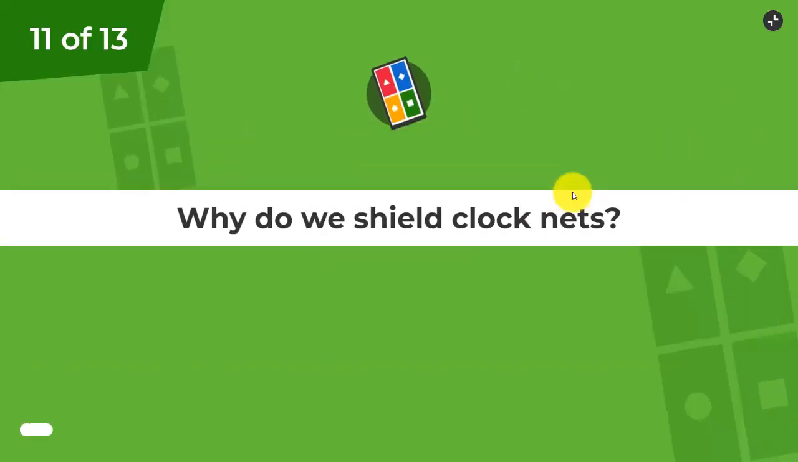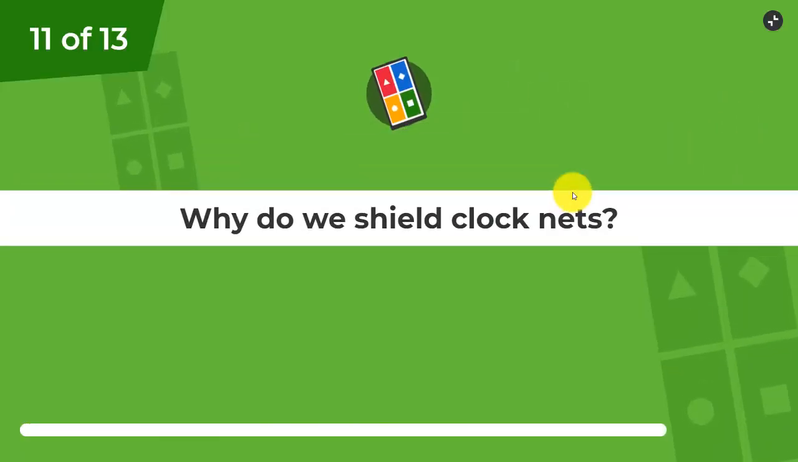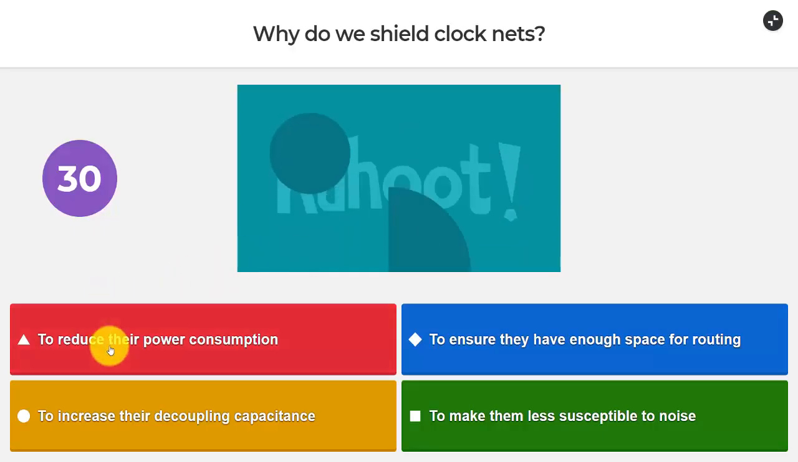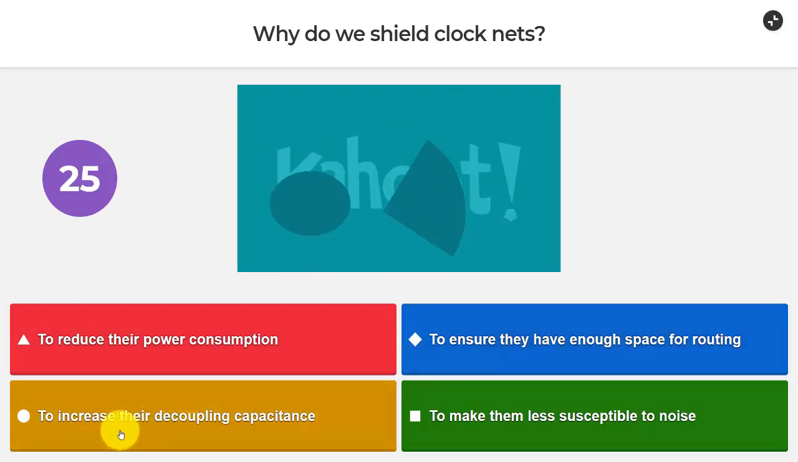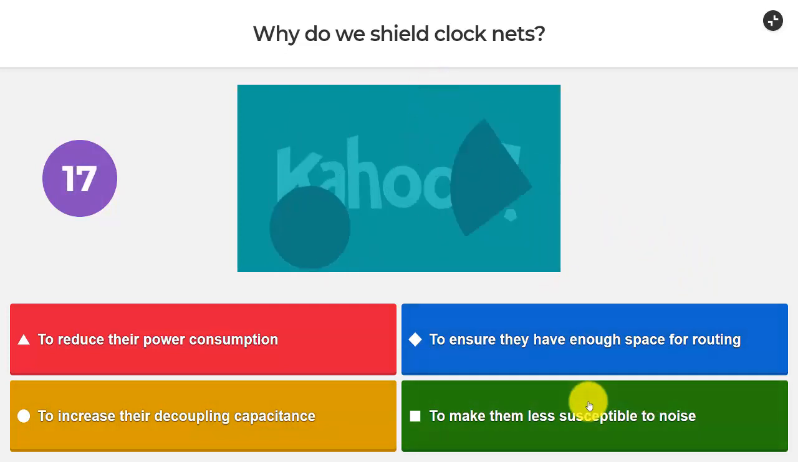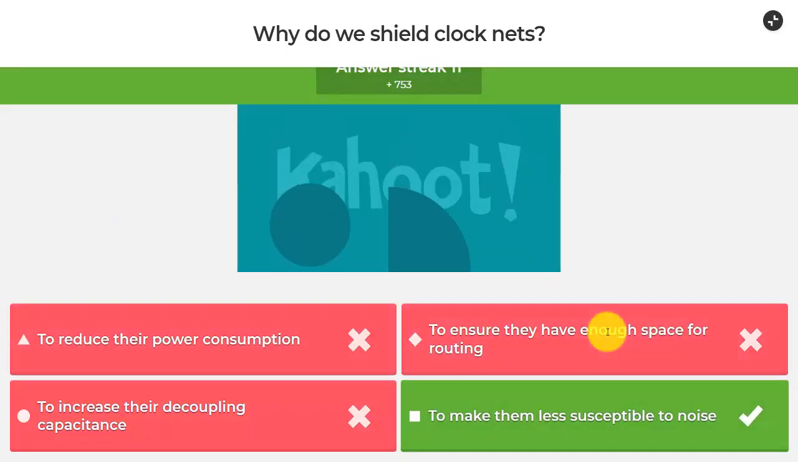Okay, question 11. Why do we shield clock nets? To reduce their power consumption, to ensure that they have enough space for routing, to increase their decoupling capacitance, or to make them less susceptible to noise. And what are we shielding them from? We're shielding them from noise. So it's to make them less susceptible to noise.